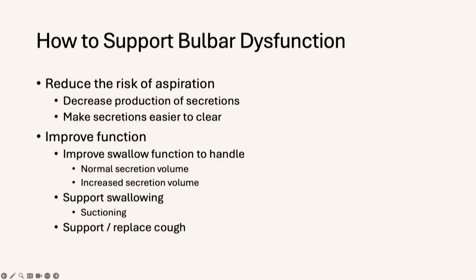So how do we support bulbar dysfunction? Ideally, we'd reduce the risk of aspiration, and there are a number of ways of doing that. We can work on decreasing production of secretions, making them easier to clear. The alternate approach, which is really the focus of today and yesterday's discussions, is to improve swallowing, or at least to maintain it, and being able to have the patient handle a normal volume of secretions, and then more importantly, handling an increased volume of secretions.